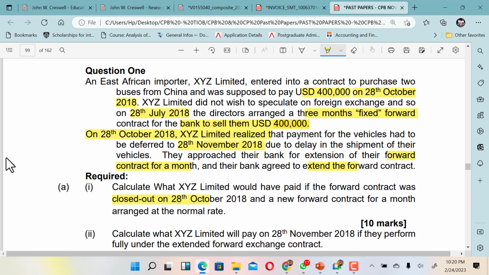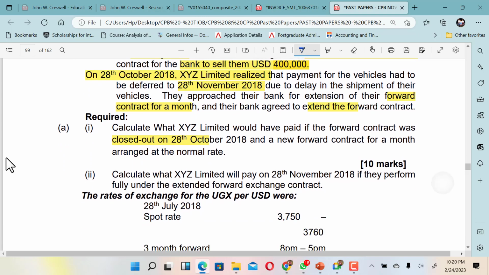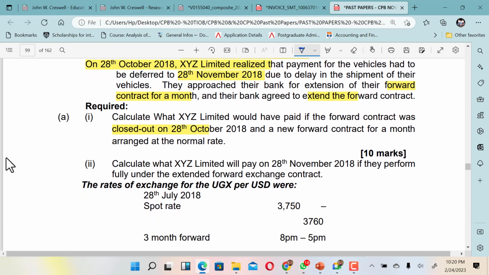Now, in order to close out the contract, there are some issues that we have to deal with. Number one, we need to identify the kind of quotation. Now, to be able to do so, first of all, we need to see the rates that were provided on the 28th of July 2018.